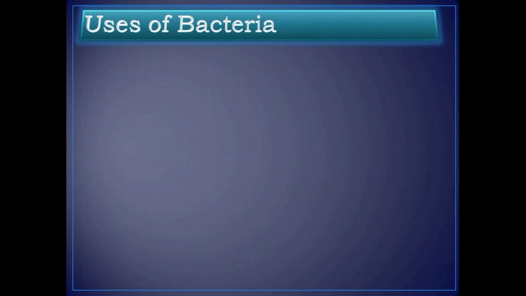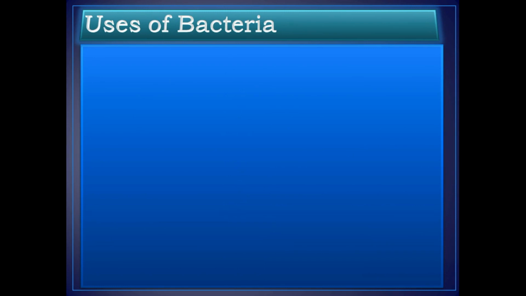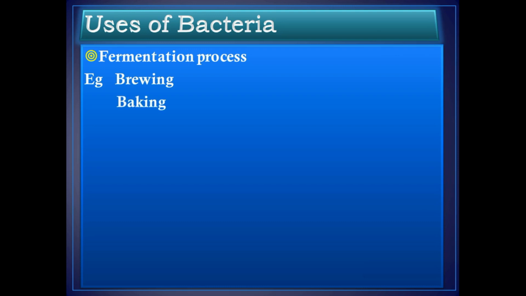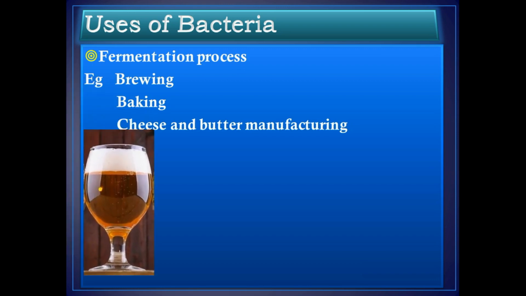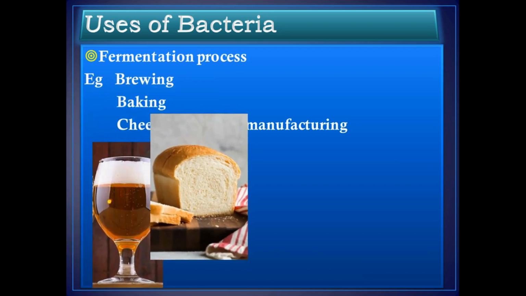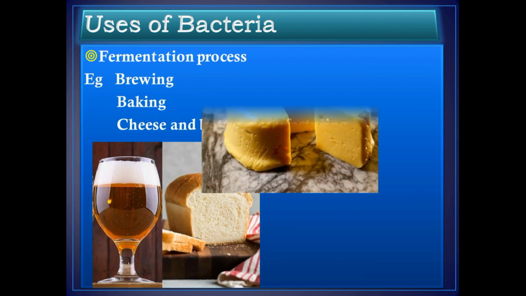Now let's see the uses of bacteria in our day-to-day life. Bacteria play a key role in the fermentation process. For example, fermenting the batter of idli, dosa. In addition to that, it also helps in the brewing process, that is in the beer and wine industry. In the baking process, for making bread and bread related products, cheese and butter manufacturing. So it is known as the fermentation process.